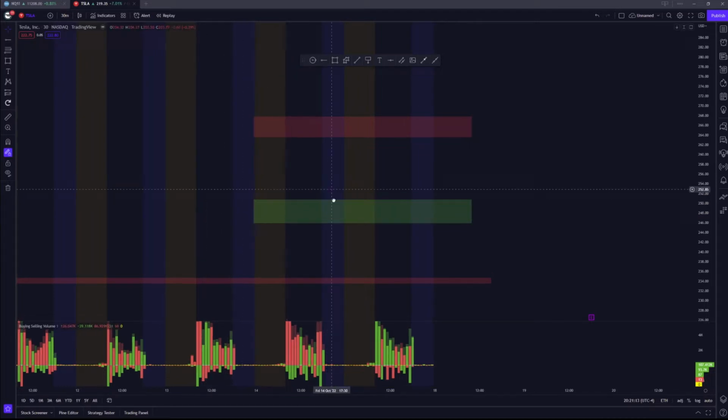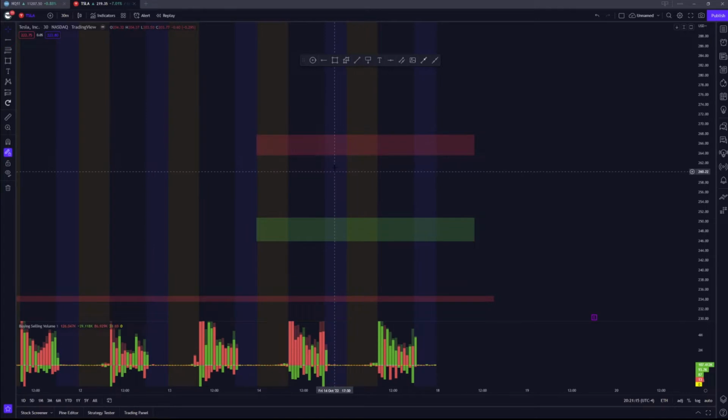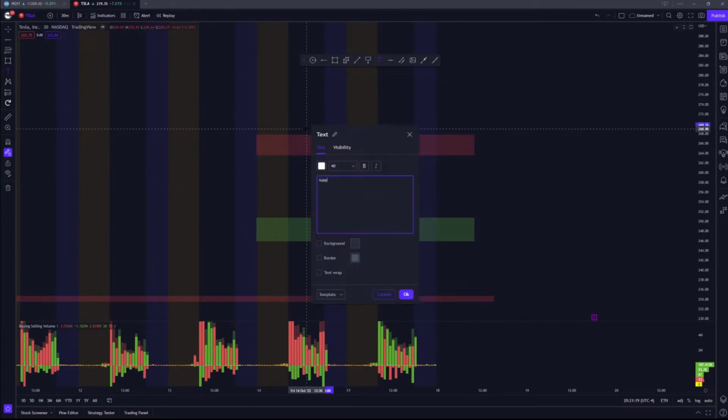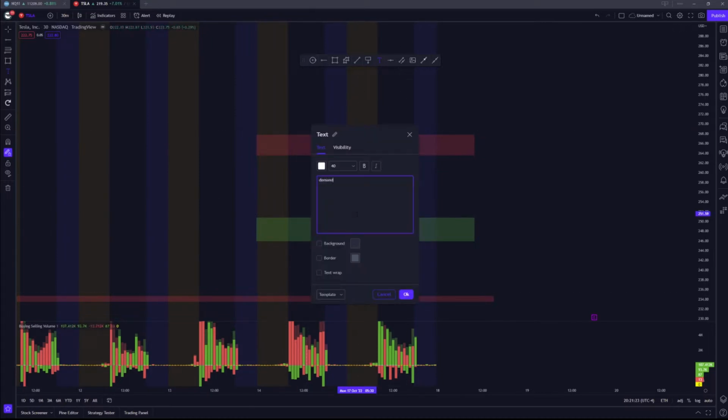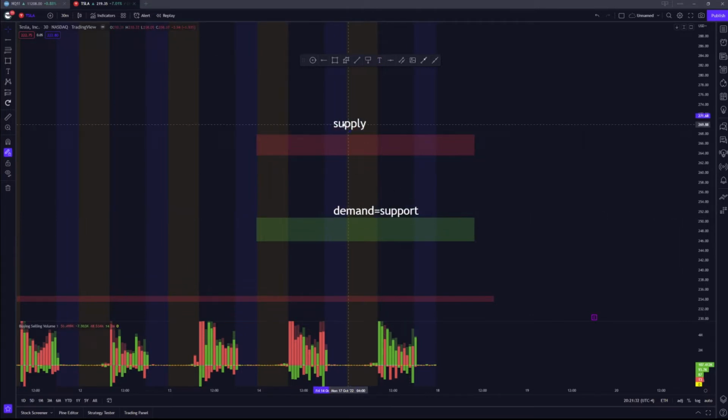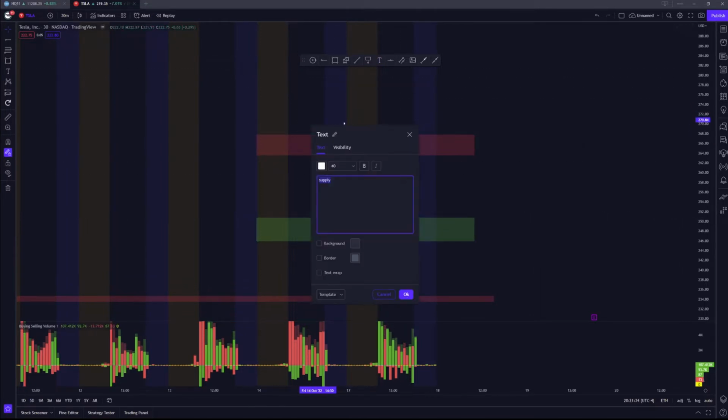So the bottom one I normally draw green. The top one I normally draw red. The top one is supply, right? So here's your supply. Here is your demand. So demand basically equals support, and supply basically equals resistance.